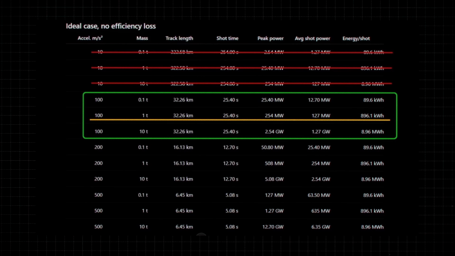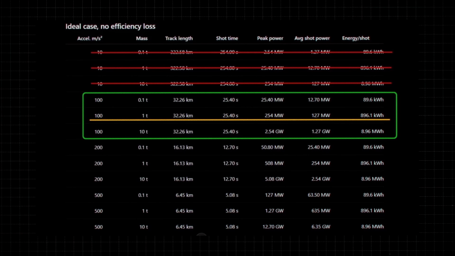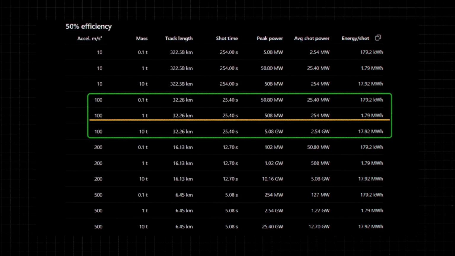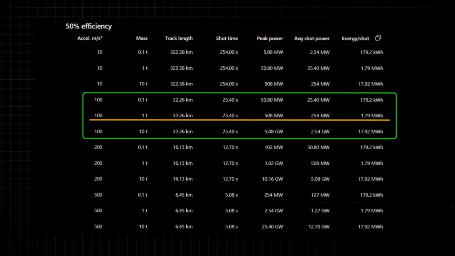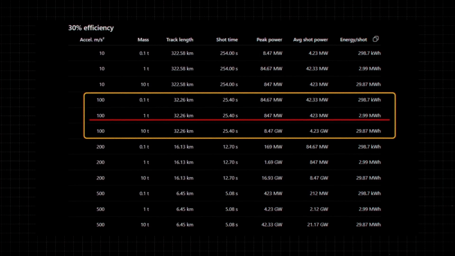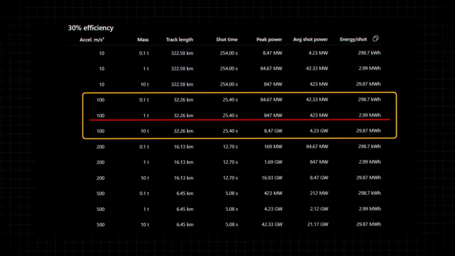It's ambitious but doable, except this isn't the real number because, unfortunately, this table I've been showing is for the ideal case, with no efficiency loss accounted for, but real systems have efficiency losses. So here is the table at 50% efficiency, and 50% is still exceptionally generous, as most of the figures I've seen for non-superconducting mass drivers fall in around the 30% efficiency mark, and at 30% efficiency, the table gets a lot more damning. At 100 meters a second of acceleration, will require about 850 megawatts of peak power to launch a single ton.